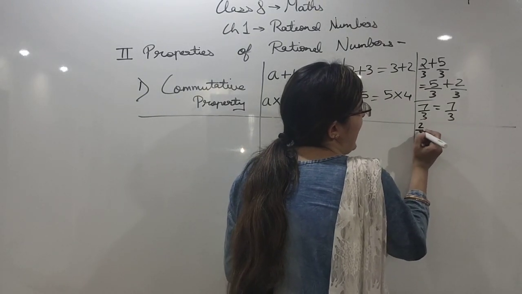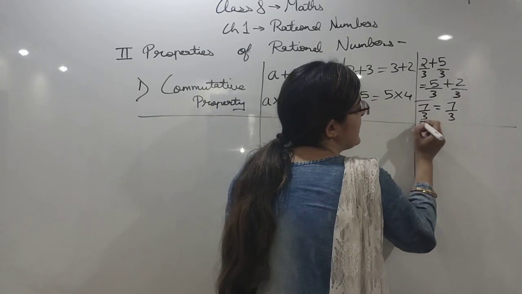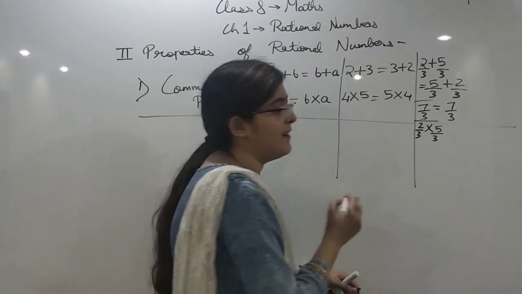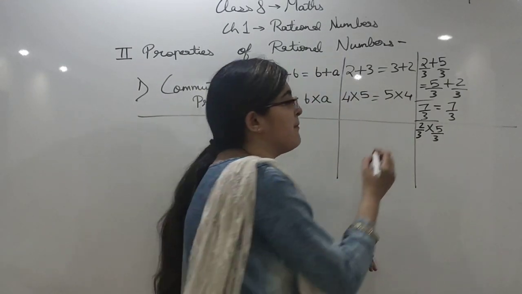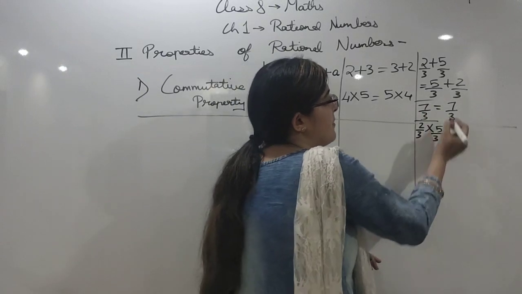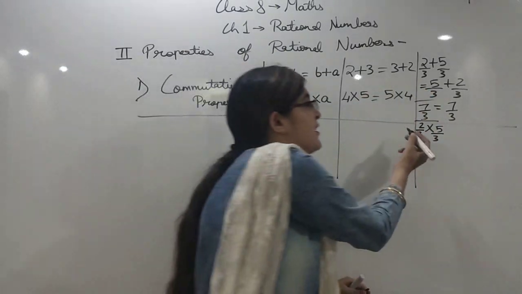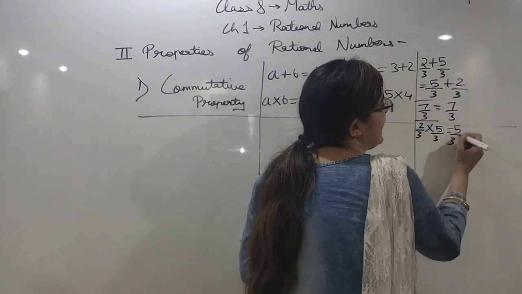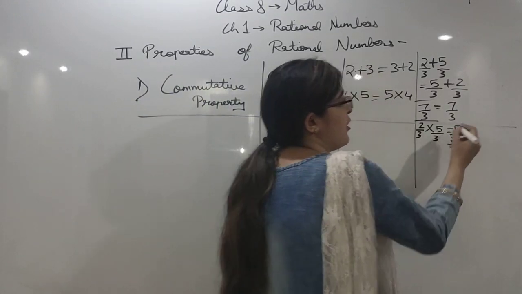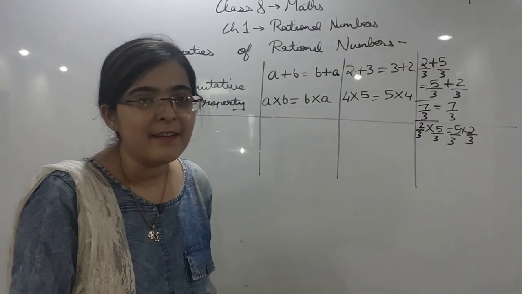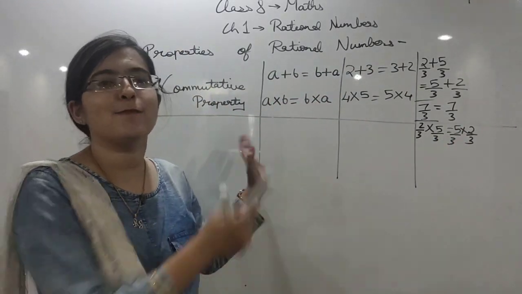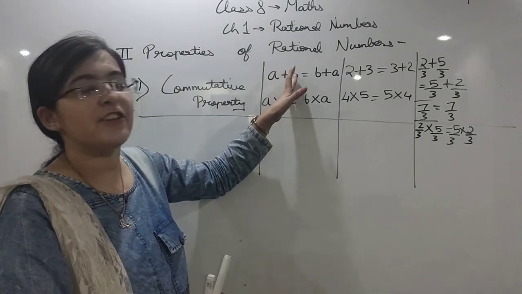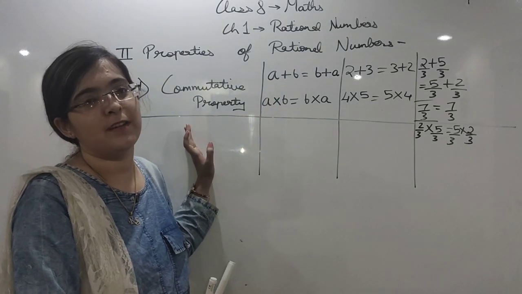Same we will see here in the rational number case. What will it become if I write 2 by 3 and multiply it by 5 by 3? The answer will be 10 by 9, as we multiply numerator into numerator and denominator into denominator. It will be the same as 5 by 3 into 2 by 3. Here also the answer will come 10 by 9. We have discussed it in the last class; we are just recalling it. Clear? So these are the commutative properties of addition and multiplication.